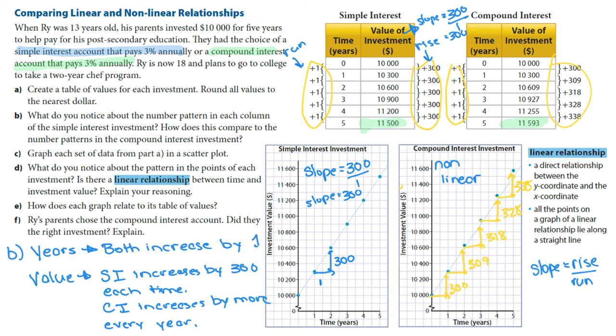The other thing I wanted to point out is this value right here. This is what we call our y-intercept on a graph, and it is where the graph crosses the y-axis, and it crosses it at 10,000 in both places. So our y-intercept, I just put y-int for both graphs, is 10,000. On the table, we can see that right here.